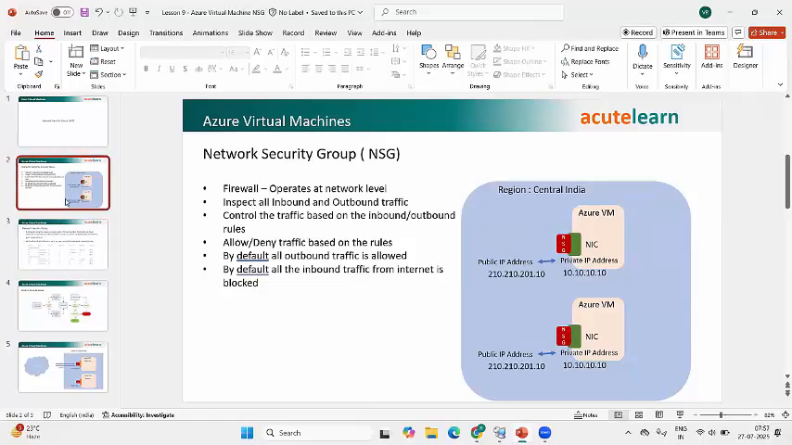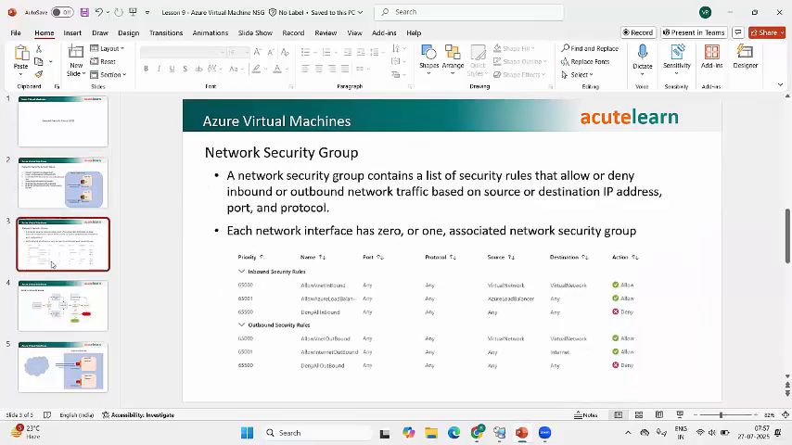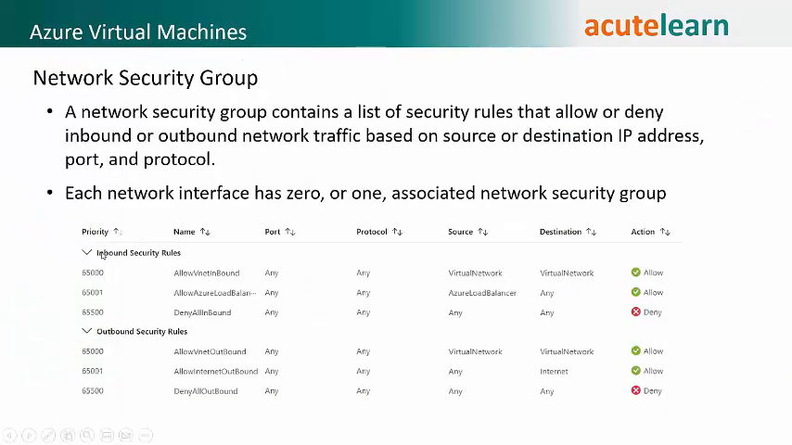The virtual machine will have a private IP and a public IP mapped to the private IP. The network security group will have rules, as we see, with a priority, name of the rule, port number, protocol, source, destination, and action. Typically, this is called a five-tuple rule. So what does that mean?